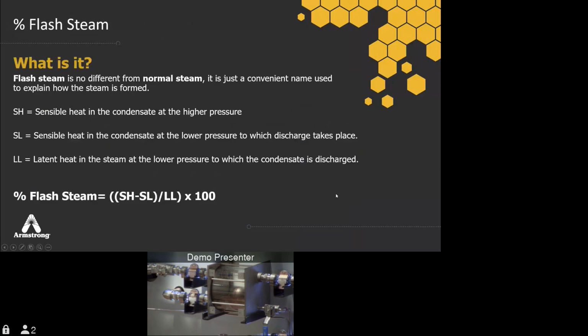Well, how much flash steam is formed? The percent of flash steam, in BTUs per pound right off the steam table, is simply the amount of sensible heat at the higher pressure minus sensible heat at the lower pressure, divided by latent heat at the lower pressure, times 100 gives you a percentage. And so if I have 100 psi-G steam, and I release my condensate to atmospheric pressure, I would have 13.3% flash.